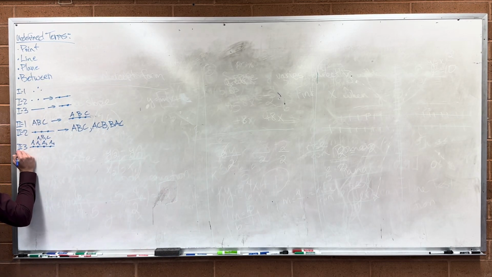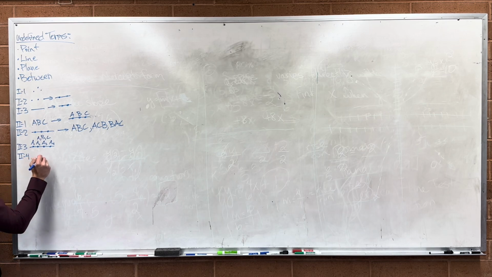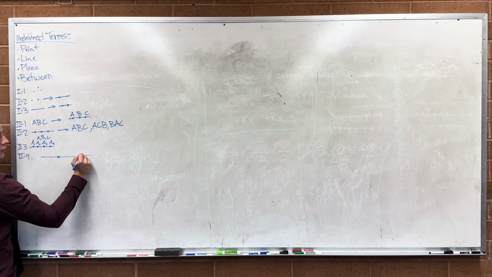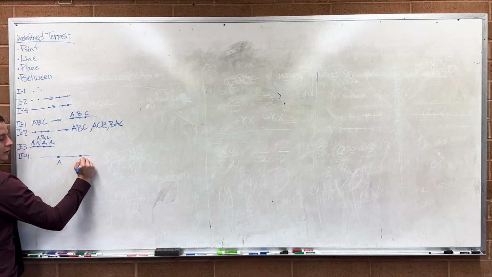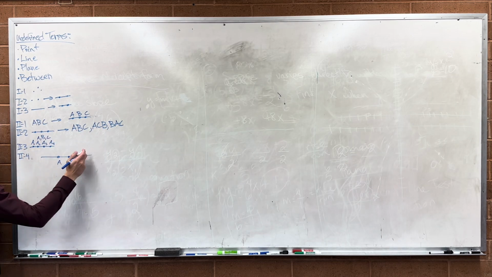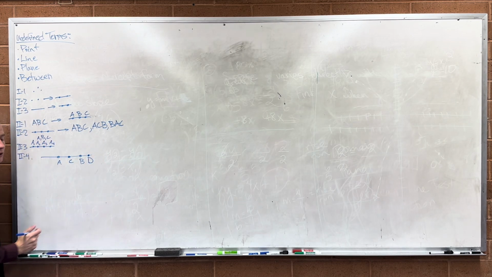Okay, 2.4. If A and B are points on a line, then there exist C and D such that A, C, B and A, B, D. Right. So here's what it says. We have 2 points on the line. We're guaranteed that there is some point between them, call it C. And we're guaranteed that there is some point beyond them, call it D.